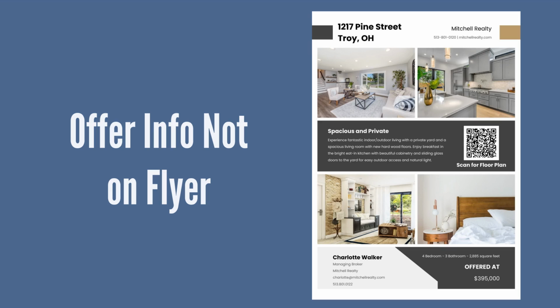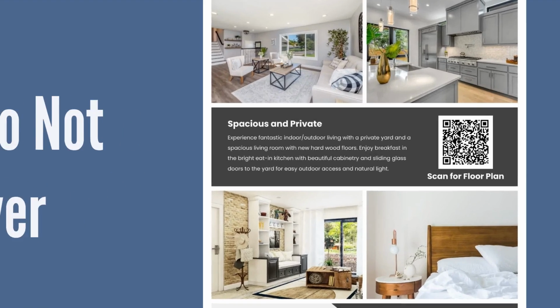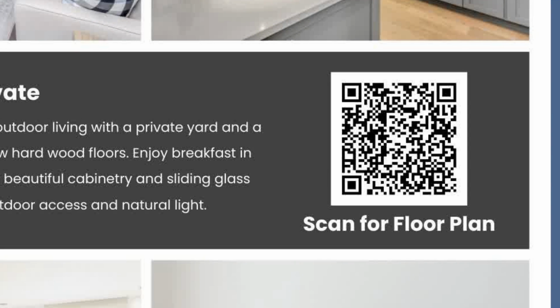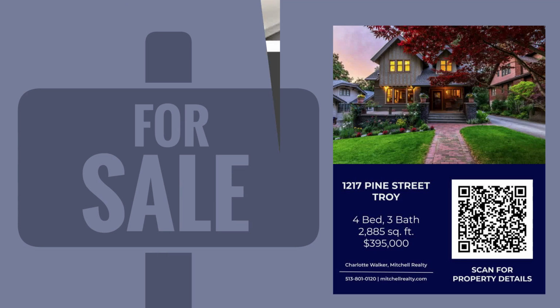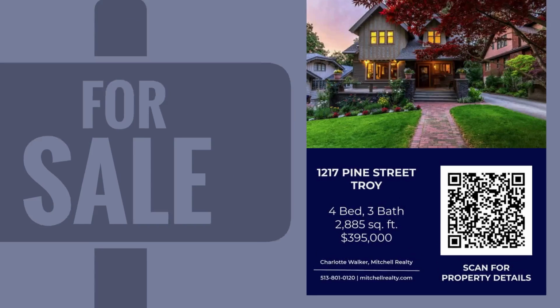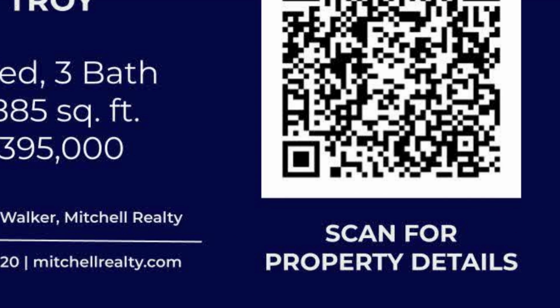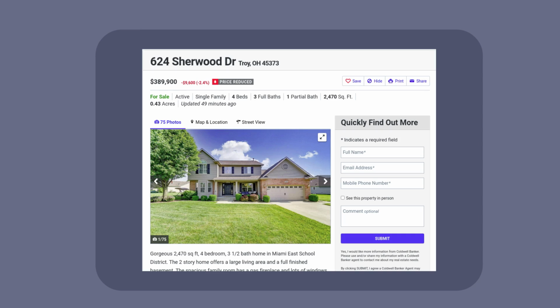You can also use the QR code on your property flyers and offer information that doesn't fit on the flyer, like a floor plan or more images. Another good place for a QR code flyer is at for sale signs, so visitors can scan to receive a digital copy of the flyer when the paper flyers run out, or be redirected to the property details page.